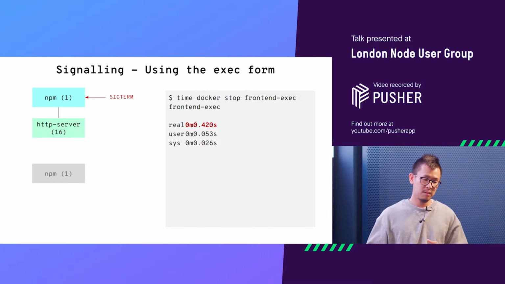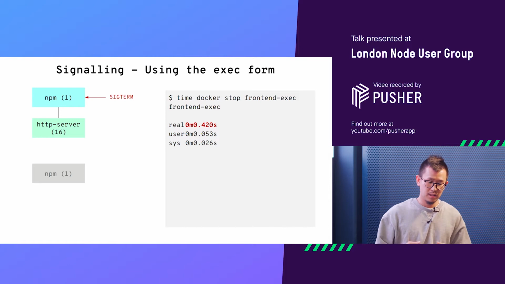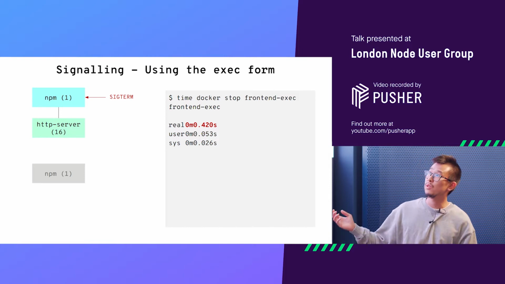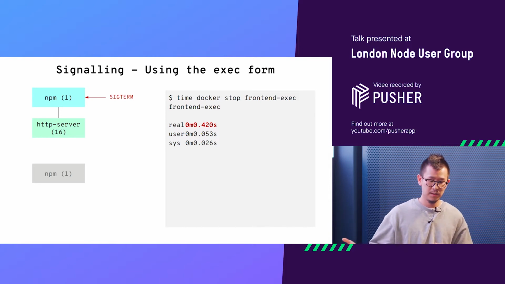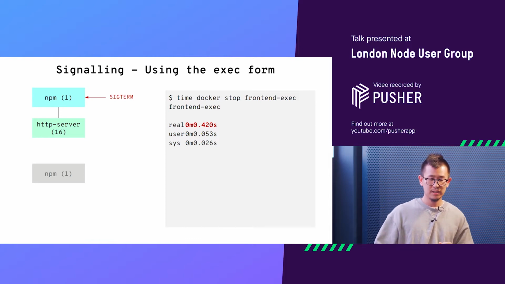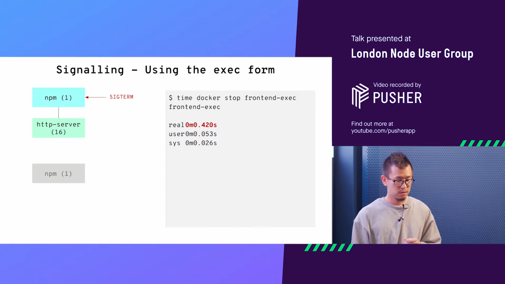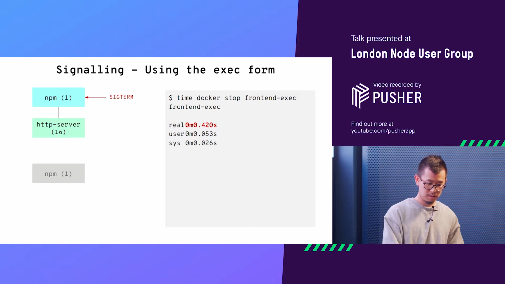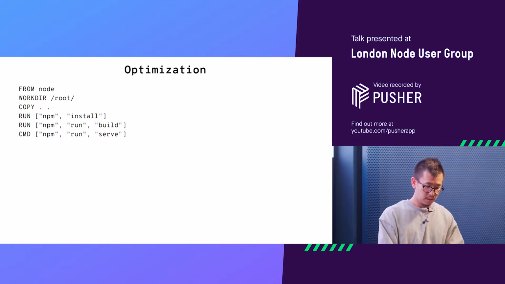If you use the exec form, however, the SIGTERM is sent to the PID 1 process, which in this case is the npm process. And Node has default signal handlers. And so this will shut down almost immediately. Instead of waiting for 10 seconds for it to stop, it takes just half a second. So now we're using the exec form. What else can we do?